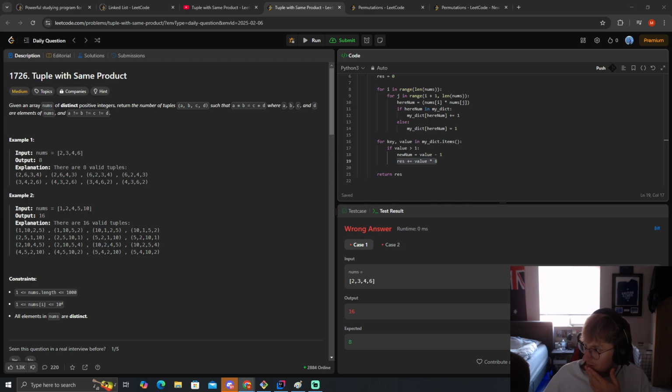It's an incorrect formula for counting tuples. You're adding value times 8 to res, but this does not correctly count the number of valid tuples and number of ways. Okay, we needed some formula here. Value times value plus 1, divided by 2, times 8.